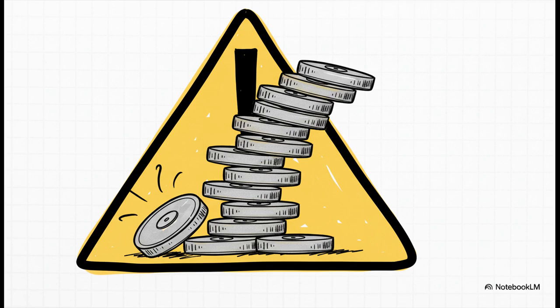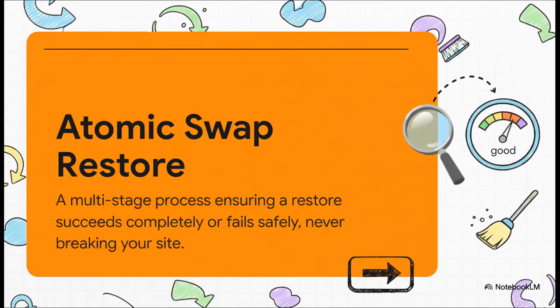A bad database operation can take your entire site offline. We don't just understand that fear. We built this entire plugin to eliminate it. Our answer to that fear is a feature we built called the Atomic Swap Restore. And yeah, it sounds super technical because, well, it is super technical. This isn't just some simple backup and import. It's a professional-grade, multi-stage process we designed from the ground up to make database operations fundamentally safe.